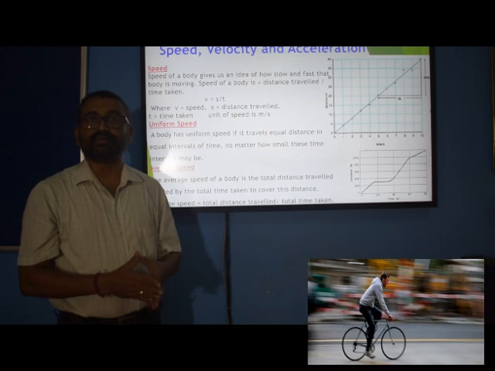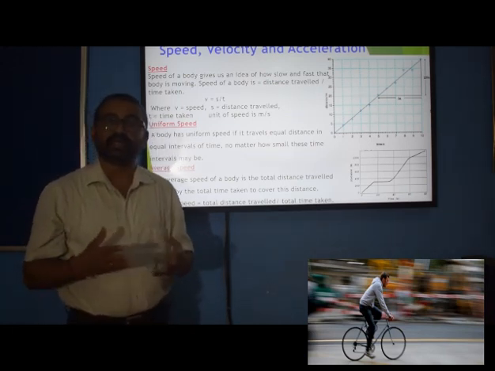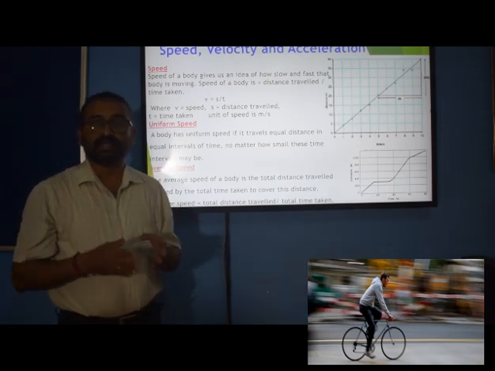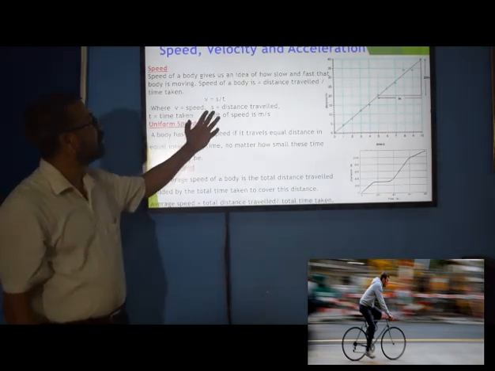That means distance covered in a specific time interval. The time interval normally we take in seconds. Okay, so speed is distance travelled in 1 second. So here it is written as distance travelled, that is S divided by T.